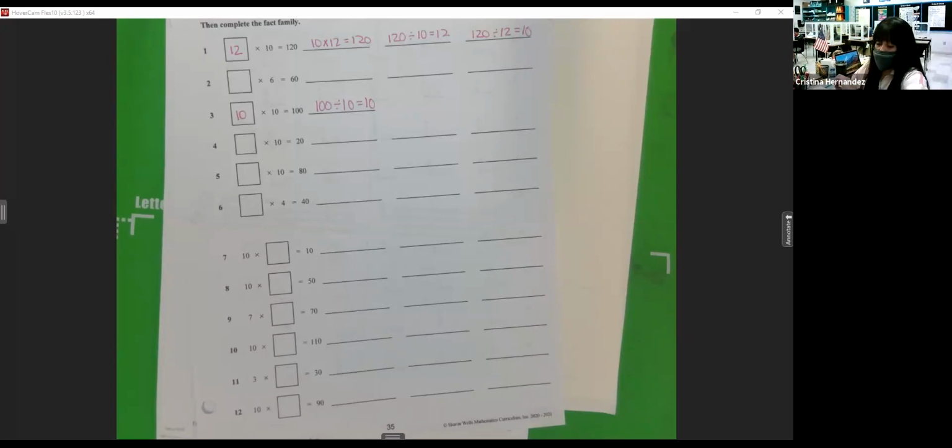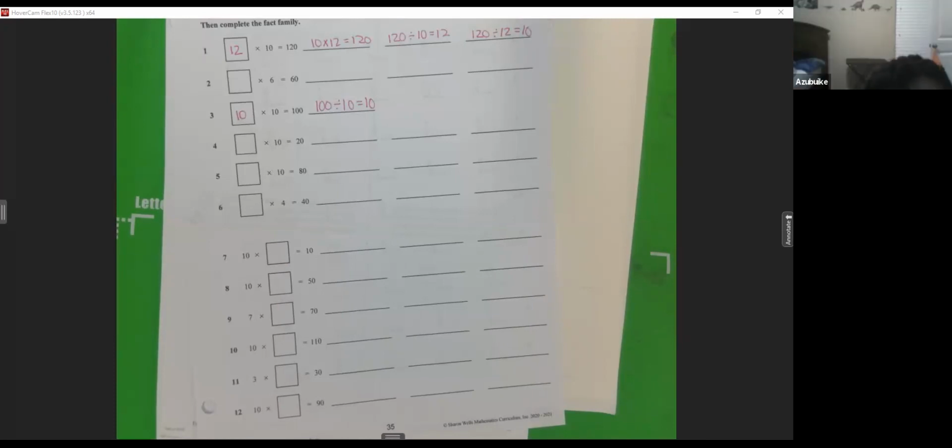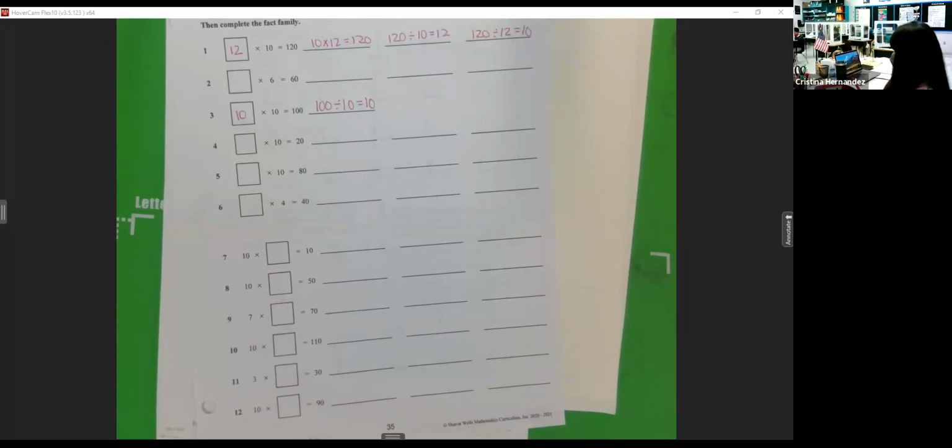Do y'all understand how to find the missing factor, or do I need to show you? Okay. Oh yeah, and if you have one of these little journals, it has a multiplication chart in the back, just to throw that out there.